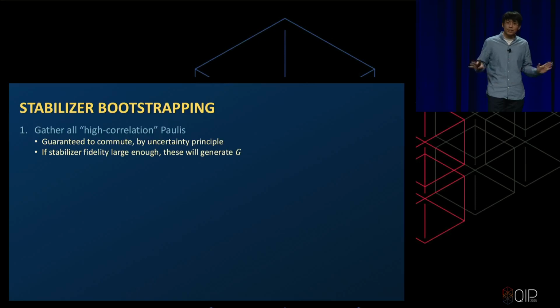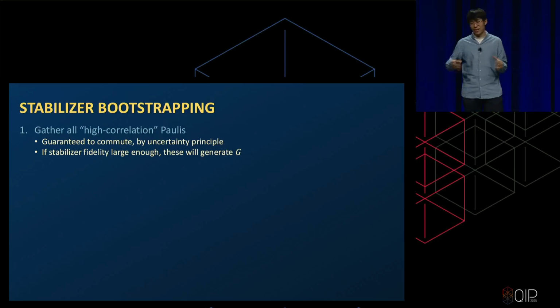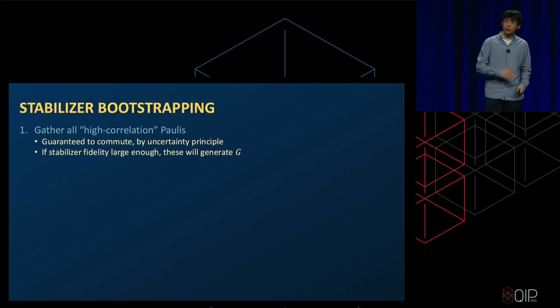So the first step is basically what's been done before. You're going to run Bell difference sampling polynomially many times. And the hope is that if I run this enough times, I'll produce the generators I care about. But let me just throw out all the ones for which the correlation with respect to my unknown state is low. So this is exactly what was done in this high fidelity algorithm of Weiyuan et al. So if the stabilizer fidelity is large enough, this is all you need.